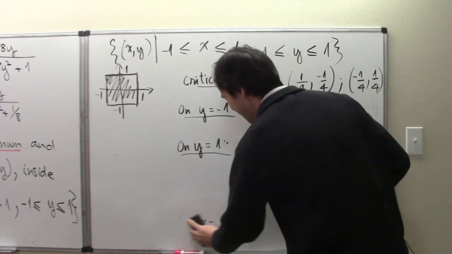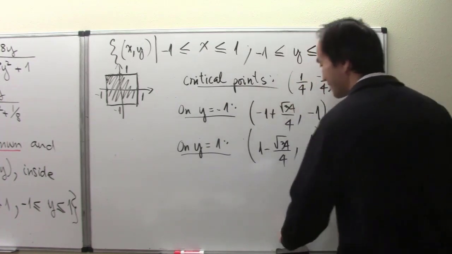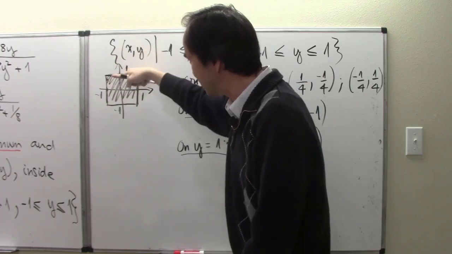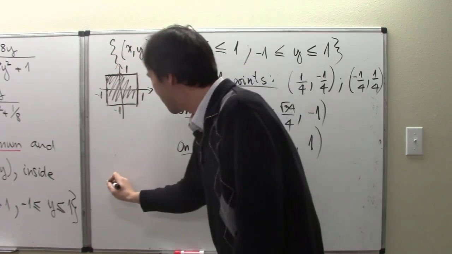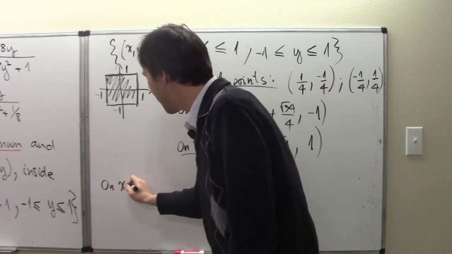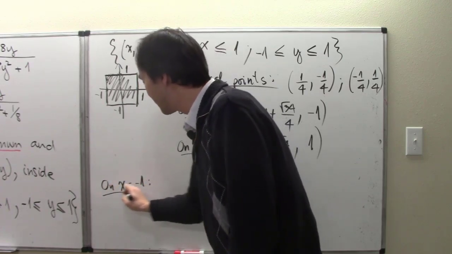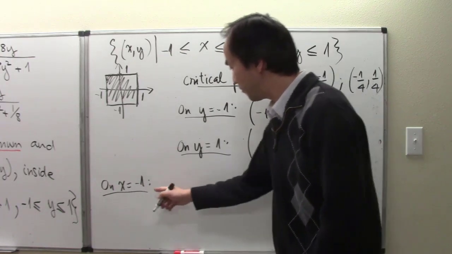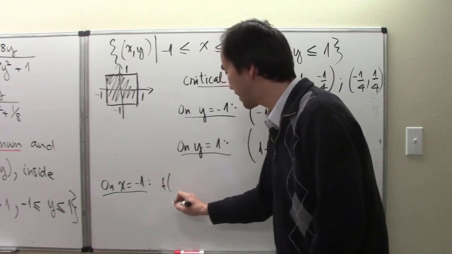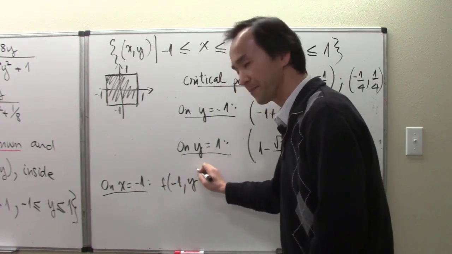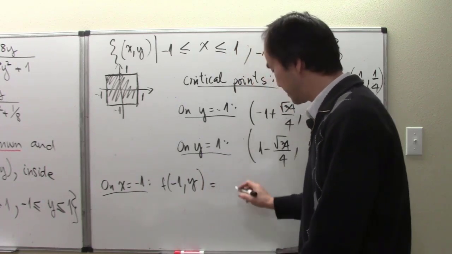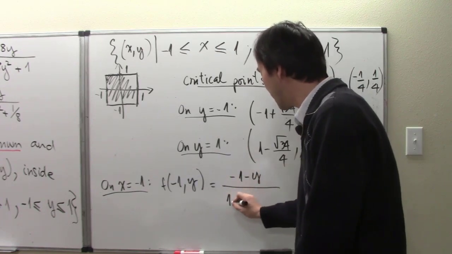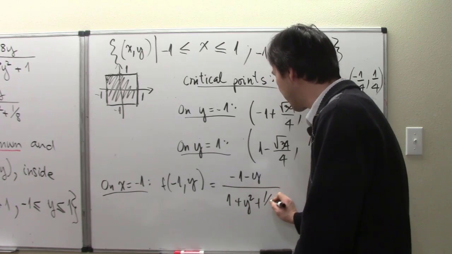All right, and so now I'm going to switch over to, so we've done the 2 traces on the y values, y equals -1, y equals 1. So we're going to look at the edge where x equals -1 right there. Okay, x equals -1. So x equals -1 gives me the function becomes the following, -1 comma y. And the function becomes some function in terms of y. So we're looking at -1 minus y over 1 plus y squared plus 1/8. That's what the function becomes.